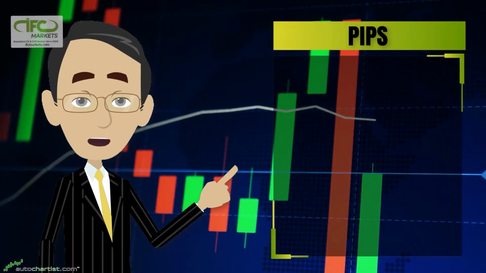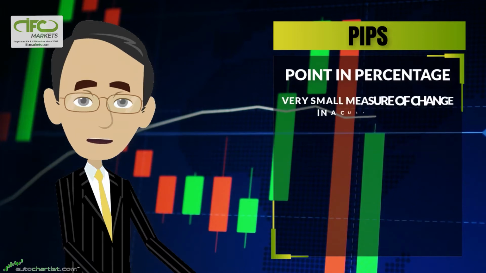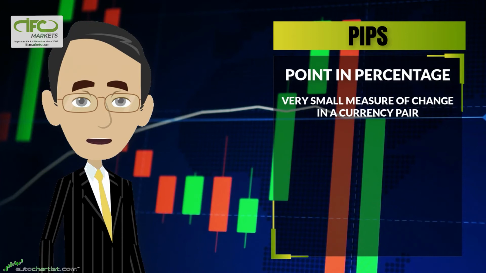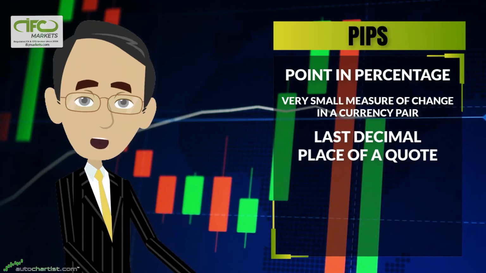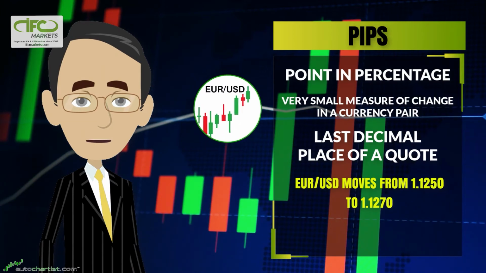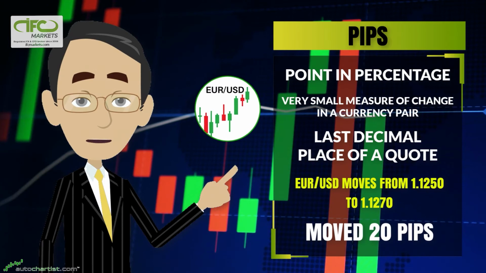Pips. The word pip is an abbreviation of point in percentage and is a very small measure of change in a currency pair. When talking about pips, traders are referring to the last decimal place of a quote, so that if the EUR USD moves from 1.1250 to 1.1270, we would say it has moved 20 pips.